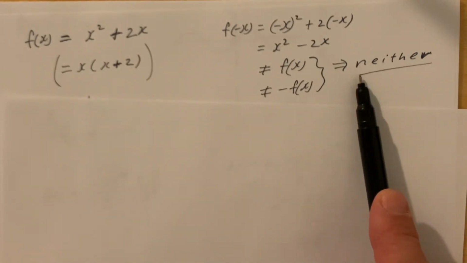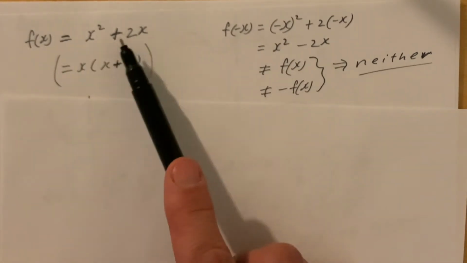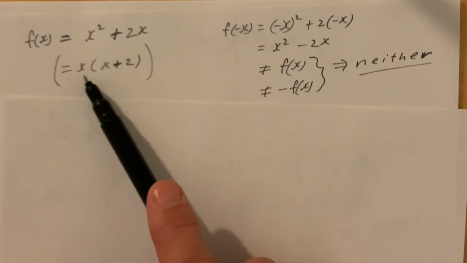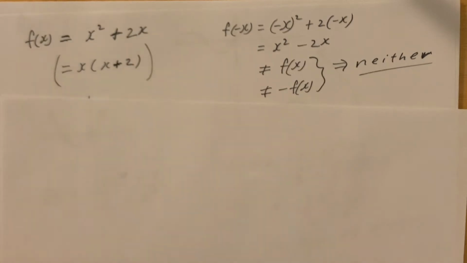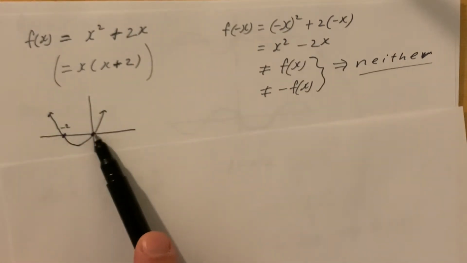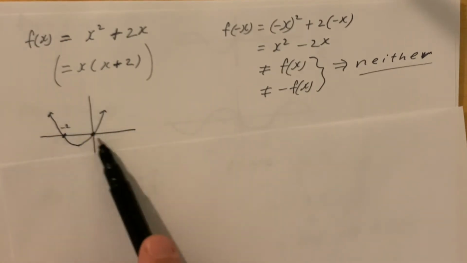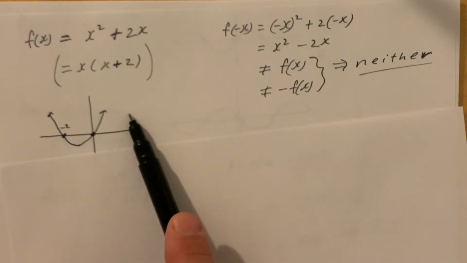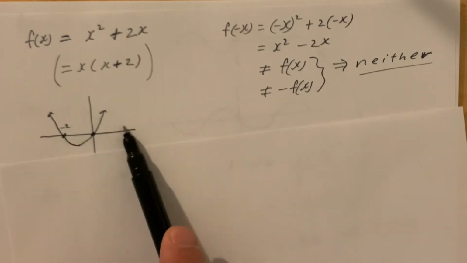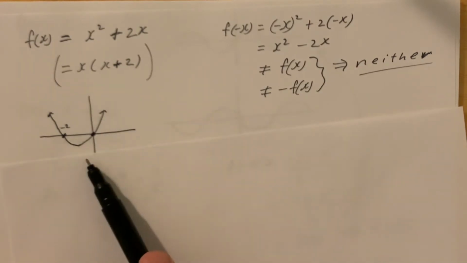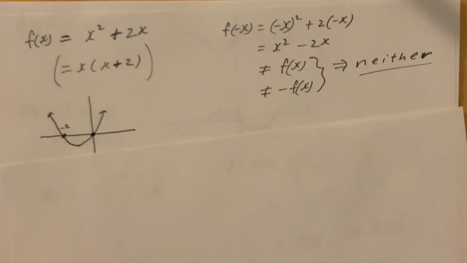So it's neither even nor odd. And if you look at the graph of this, you can factor out x. You get x times x plus 2, and we know what that graph looks like. It's a quadratic with 2 x-intercepts here. If you reflect it in the y-axis, it's not going to look the same. It's going to look over here. And if you reflect it in the y-axis and then the x-axis, it's not going to look the same because it would be upside down there. So that one's neither.